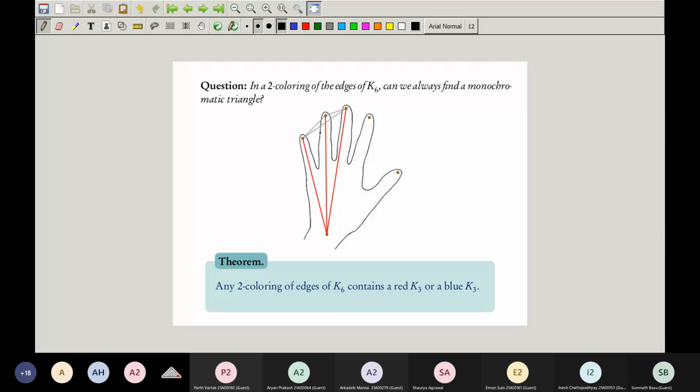Okay. So here's the theorem: any 2-coloring of edges of K6 contains either a red K3, a K3 is nothing but a triangle, or a blue K3. It might contain both, but in some instances it doesn't contain both. We only care about the existence of one monochromatic triangle, whichever color, and that is ensured by this.